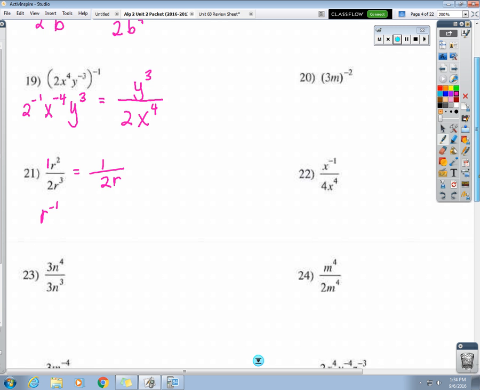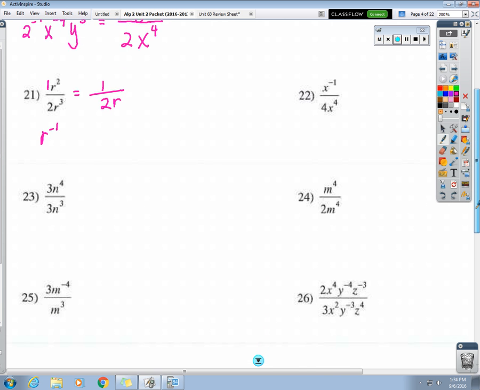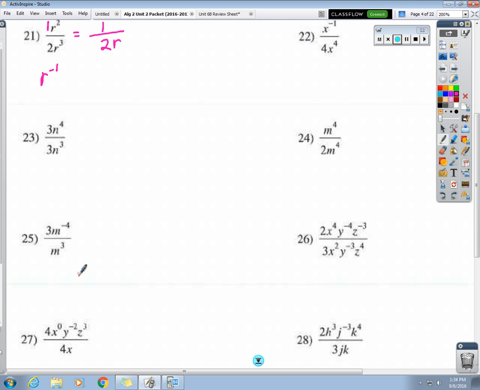Okay, number 23. What could we do first? What's 3 divided by 3? Do you have to write a 1? So just cross it out. And then what's n to the 4th divided by n to the 3rd? N to the 1st, but not necessary to write it.